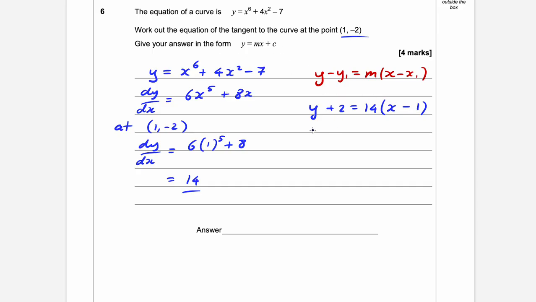He wants it in this form. y plus 2 equals 14x minus 14, giving me y equals 14x, and minus 14 minus 2 is minus 16.